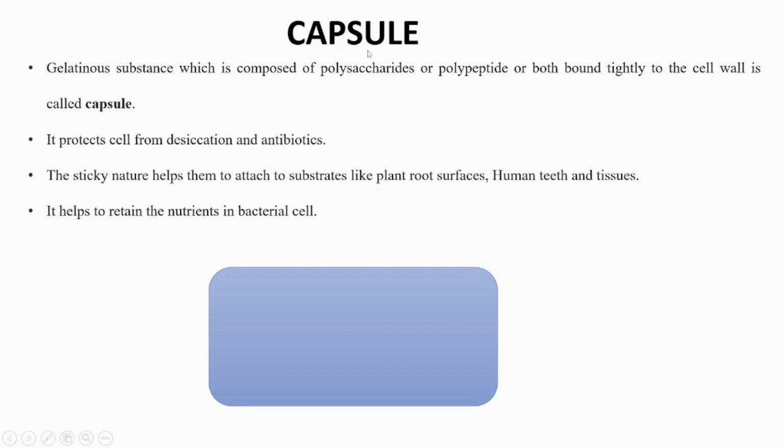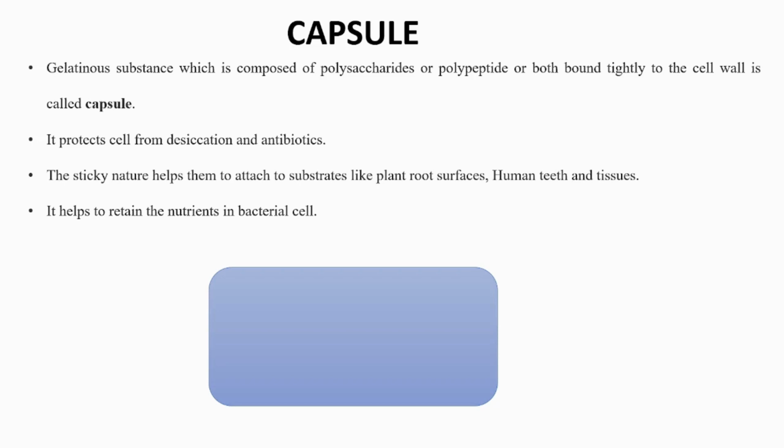The capsule is a gelatinous substance composed of polysaccharides or polypeptides, sometimes both. The first thing is that it is the covering of the bacteria. The second thing is that it protects the bacteria from desiccation. Just imagine if there is no nutrient around, then the cell may get desiccated. It prevents desiccation at higher temperature or during drying, when the environment may change.